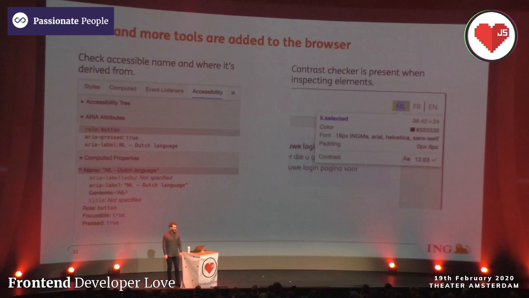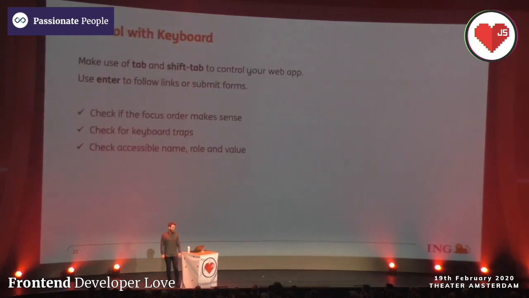Then the second thing that you need to do is control your application with your keyboard. So use Tab, use Shift Tab to go back, and use Enter to follow links or submit forms, for instance. Check if the focus order makes sense. Check if it's logical. Also check for keyboard traps. Keyboard traps is when you get stuck in a loop when you tab around. That actually happens quite a lot. Also check the accessible name with the tool that I just presented to you.